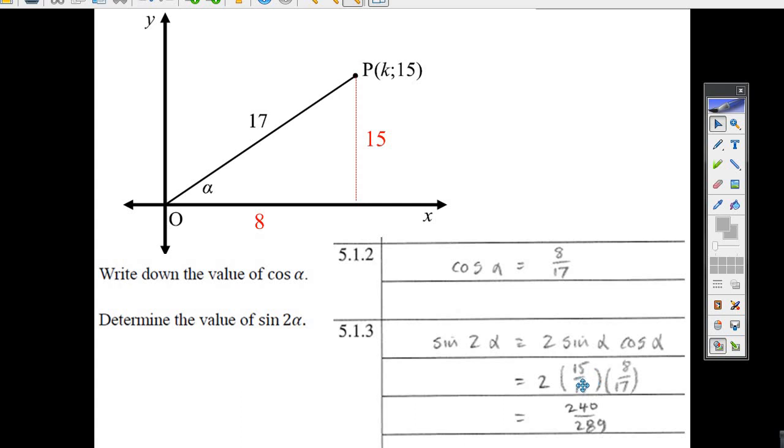Now we know that sine alpha would be 15 over 17, opposite over hypotenuse. Cos alpha is 8 over 17. And when you multiply it all together, you get 240 over 289. And you can just do that on your calculator, I think. And there's the first pretty straightforward kind of Pythagorean trig, but we had to use an identity, a double angle identity.